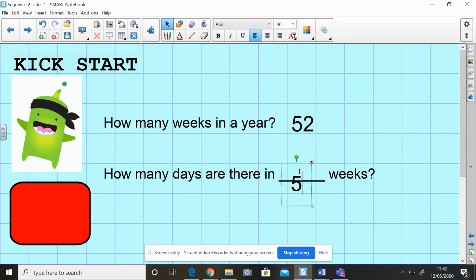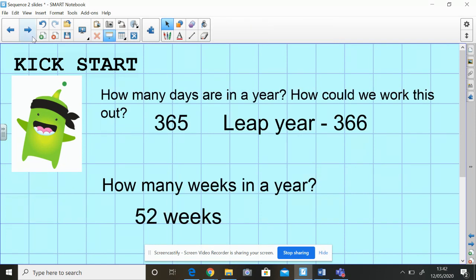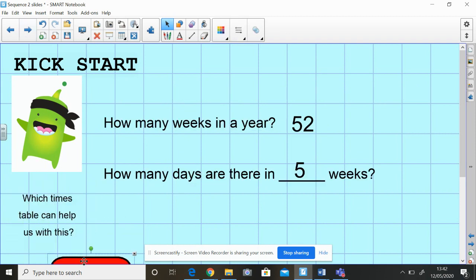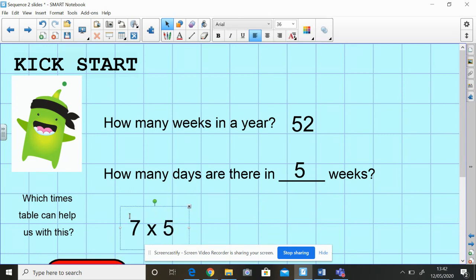5 weeks? We're all pretty good at our multiplication. What do you think we could do? Which times table could help us with this question? How many days are there in 5 weeks? We know that there are 7 days in 1 week, so how many days will be in 5 weeks? What multiplication could we do? You can do 7 multiplied by 5, and that equals 35.